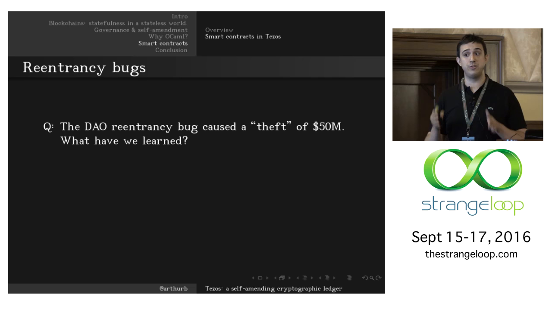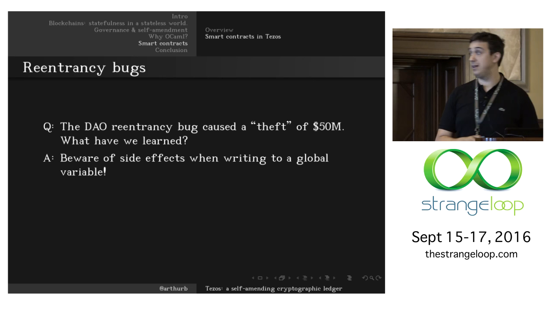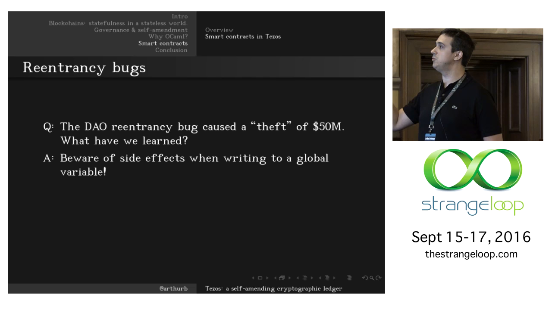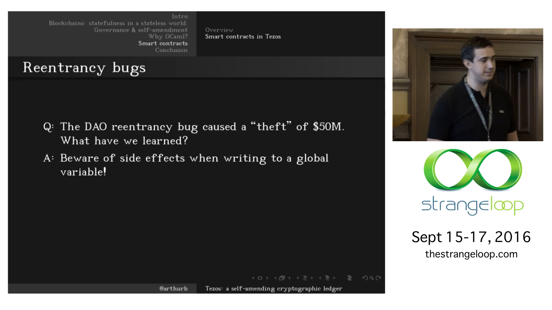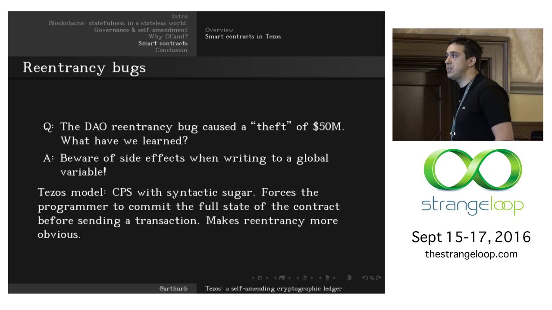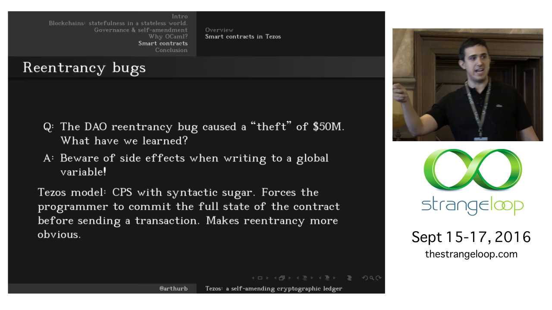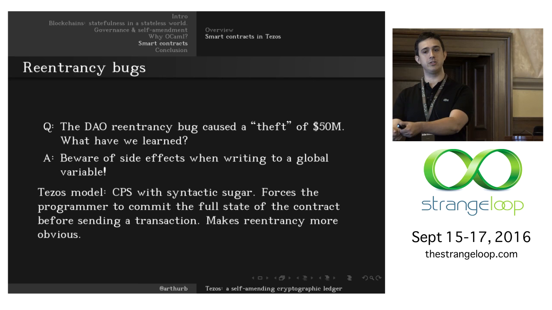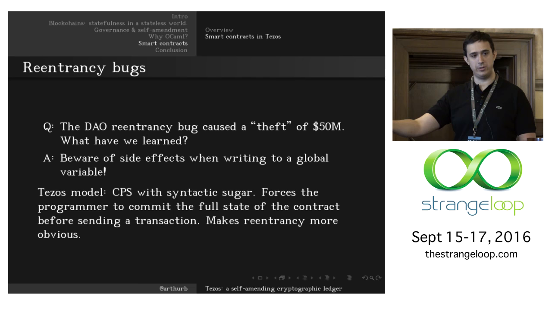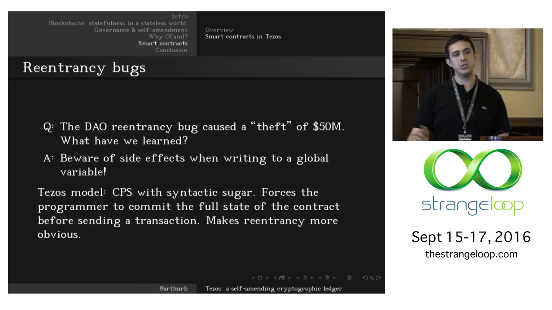So what do you learn from that? Well, beware of side effects. When you're writing in the middle of a contract, when you're writing to your storage, you are writing to a global variable. This is dangerous. This is not a good practice. So what can we do instead? Well, Tezos uses continuation passing style with syntactic sugar. So the first idea was to say, OK, we don't want to have any side effects inside our function. We want very pure functions. So instead of sending a transaction inside our function, we're going to return that. At the end of our function, we'll return whatever transaction we want to get. And if we want to be called back, we will actually give the callback as a parameter to the contract that we're calling. Well, that can be cumbersome, because it would be nice in the middle of our code to be able to call another contract, get the result, and then continue what you were doing.